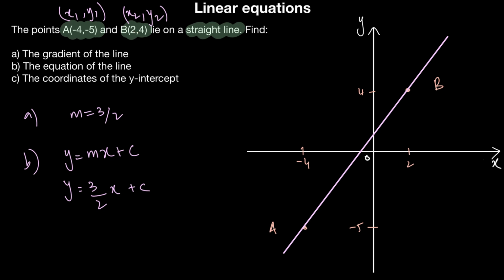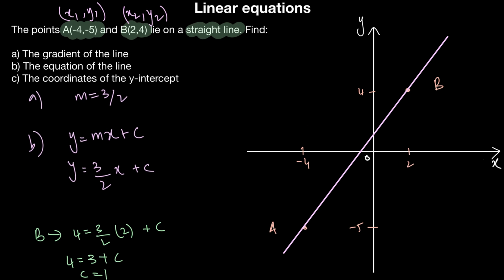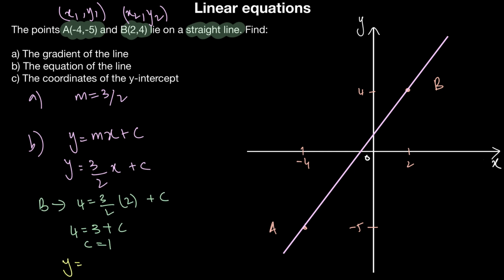So let's take the point B and substitute it into the equation. When I plug in B, y, which is 4, is equal to 3/2 times 2 plus c. So then 4 is equal to 3 plus c, and then c is equal to 1. If I get the value of the y-intercept, then I have the equation of the line. The equation of the line must be y is equal to 3/2x plus 1.